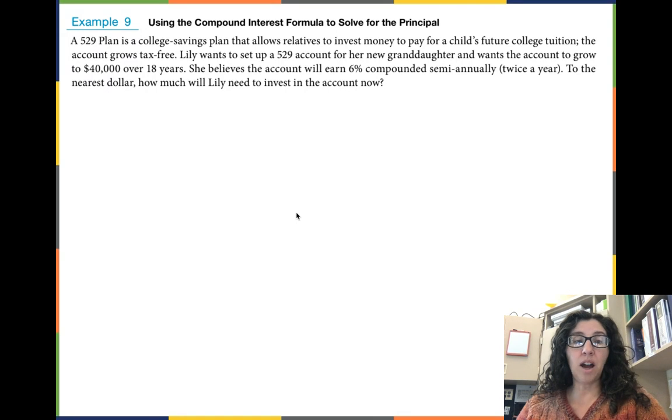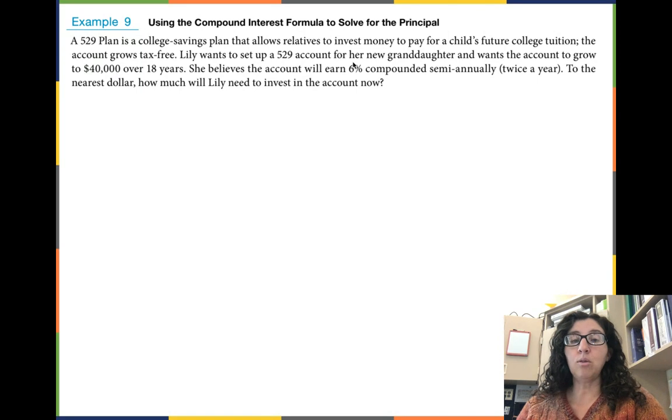All right, 529 plans. A 529 plan is a college saving plan that allows relatives to pay to invest money for a child's future college tuition. Lily wants to set up a 529 account for her new granddaughter and wants it to be worth $40,000 in 18 years, which maybe her grandma thought would be a lot of money for college, but if you're applying for college recently, that's like lunch on Tuesday, right? Anyway, very nice of her grandma at any rate to try to save that much money for her.